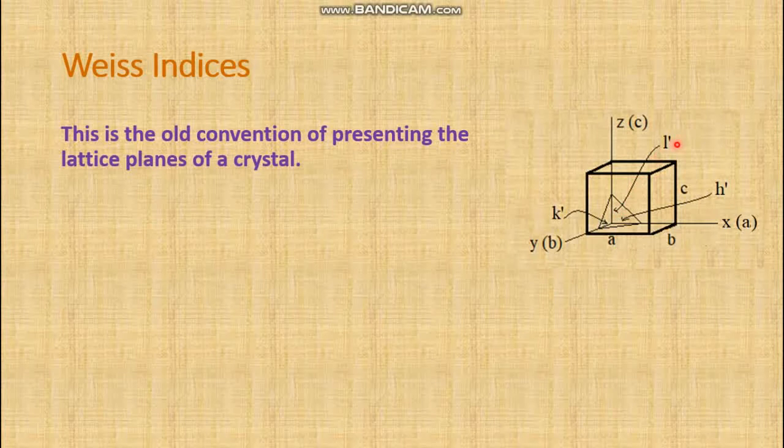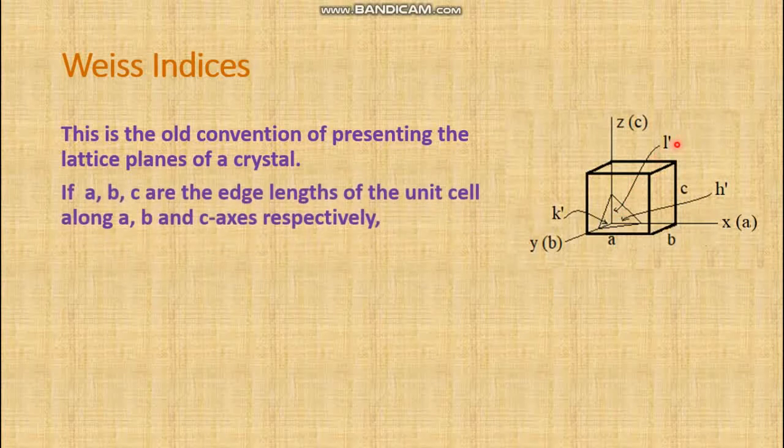Okay, so how would you describe this lattice plane? By means of Weiss indices. Suppose a, b, c are the edge lengths. Here a means this point to this point, this distance is definitely a. Here to here is also a. Here to here a. You all know that this is the cell parameter.